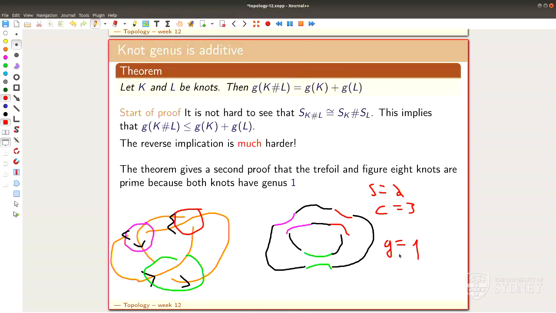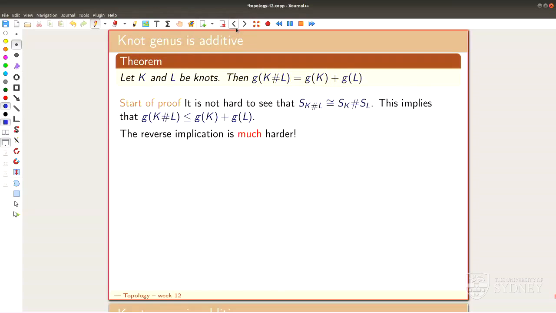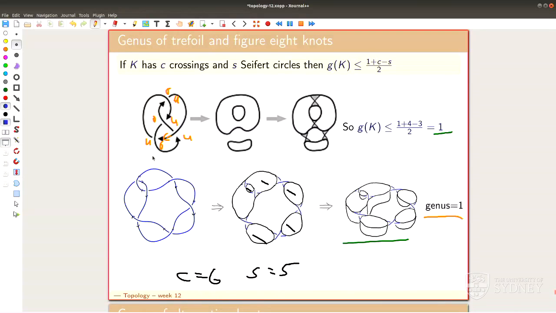Here's another proof that the trefoil is not trivial. It's not 0, so it's 1. And so that checks the trefoil. And I already did the figure 8 for you. We can go back here. So here's the calculation for the figure 8. Again, on this slide, I still state smaller or equal because the theorem just appears on the next slide.